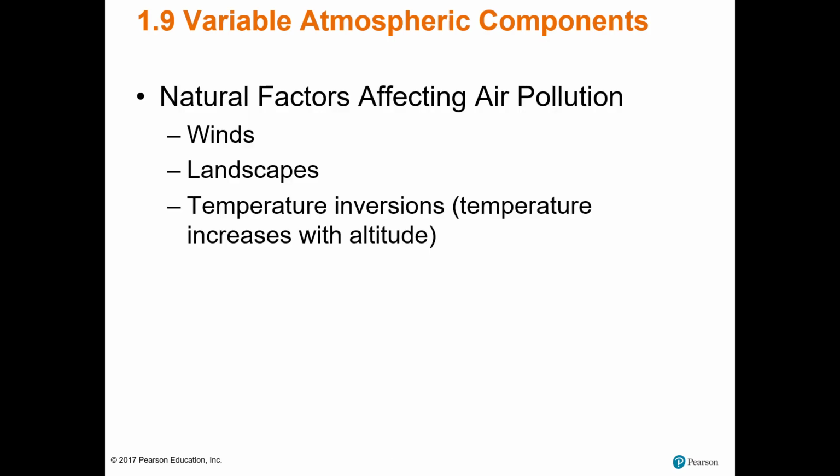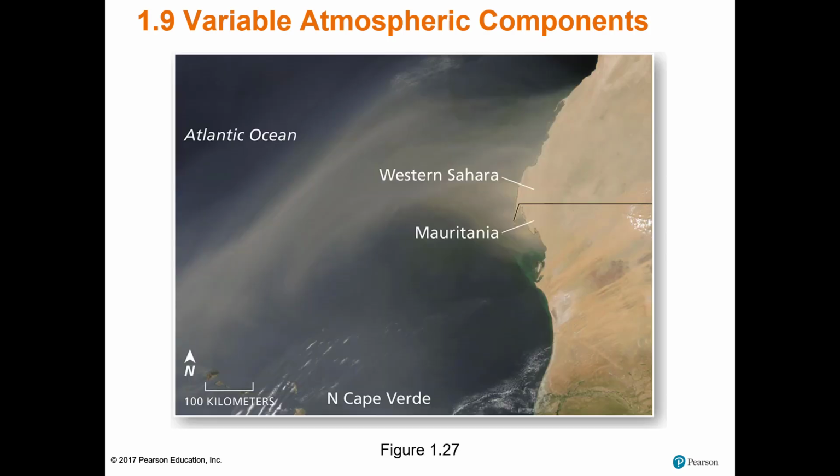So there are natural factors that affect air pollution: winds, landscapes, temperature inversions, where temperature increases with altitude. Here is an example of dust from the Sahara that is being blown out over the Atlantic Ocean. So dust particles from land can go quite long distances over the ocean.